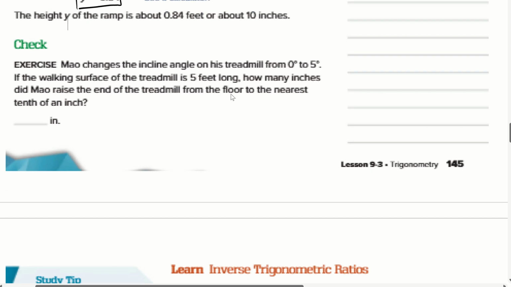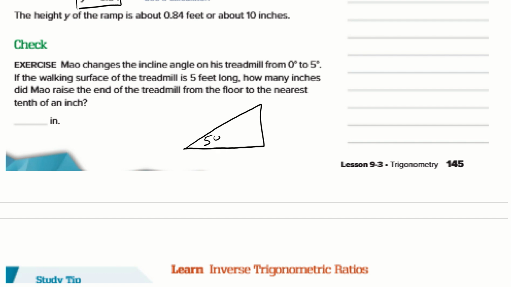Okay, go ahead and pause the video and try the check. All right, so let's go ahead and do it. It says Mal changes the incline angle on his treadmill from 0 degrees to 5 degrees. So we got a treadmill where this is 5 degrees. If the walking surface of the treadmill is 5 feet long, how many inches did Mal raise the end of the treadmill? So how many inches is it going up?